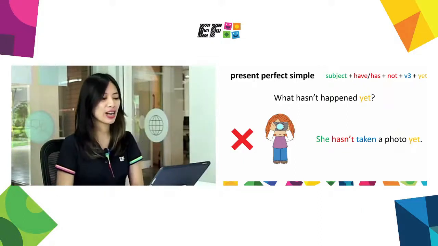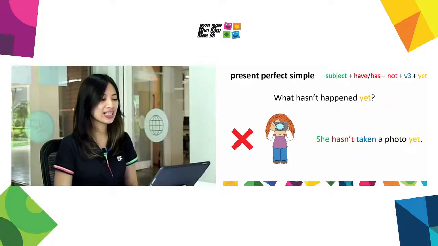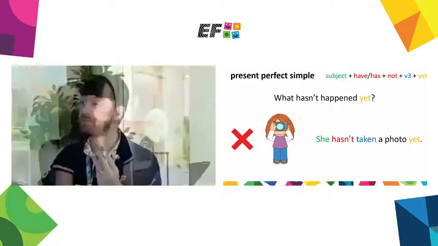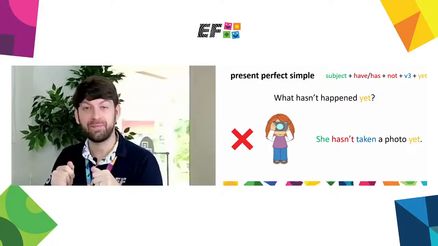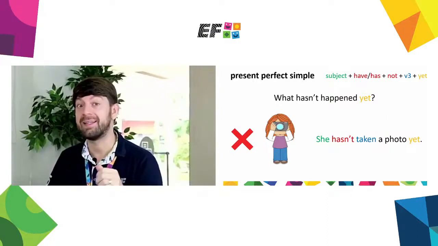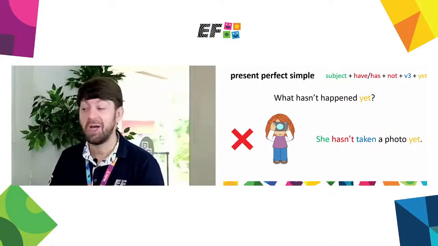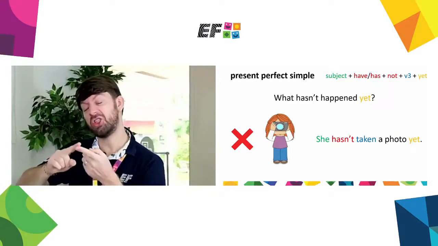Let's go, Miss Rasa. Okay. So, we've practiced our verb threes. We've practiced making sentences with present perfect simple. He has cleaned the kitchen, etc. We've practiced with just, already, and yet. So now I think it's time for us to try a quiz. Okay. So guys, let me get our quiz on the screen now.